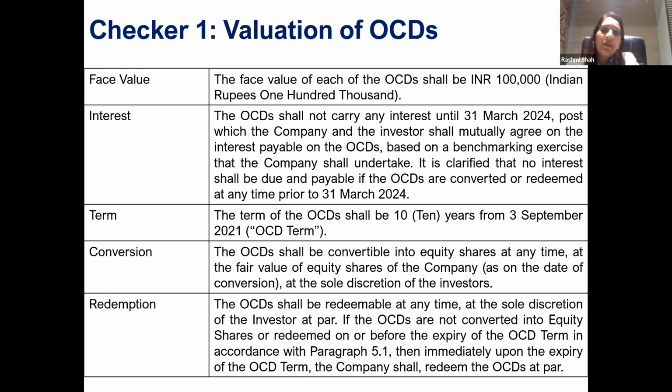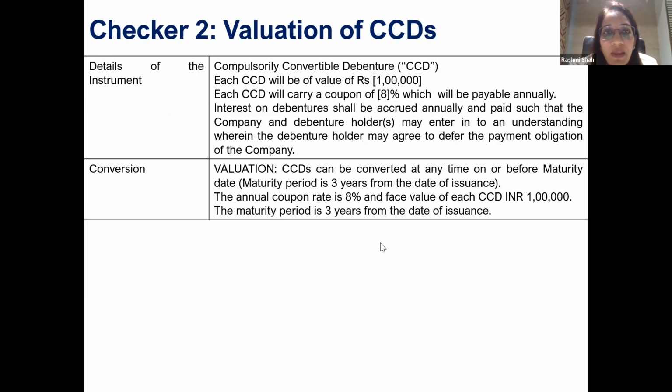See, it's pretty much like the first example that we did. Yes, conversion option value is nil. But it's at the fair value of the equity shares, right? And it is at the sole discretion of the investor. So obviously, the investor will select whenever it is most beneficial to him. So we leave it to the FMV of the shares at the time. So in my practical understanding, the value will remain at 1 lakh, because under both options, you will get the same value. If anybody has a different view, please feel free to share.